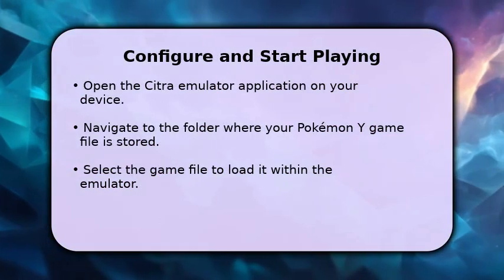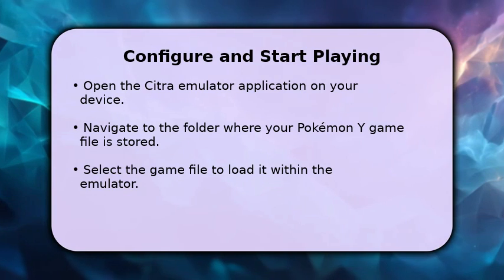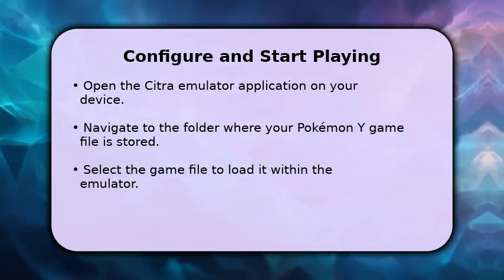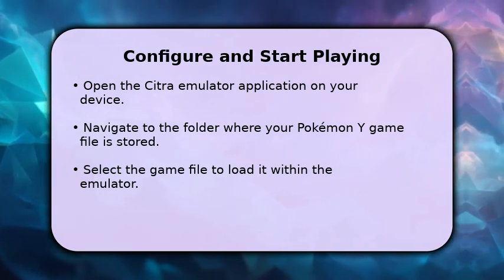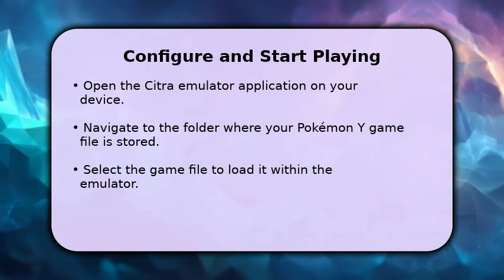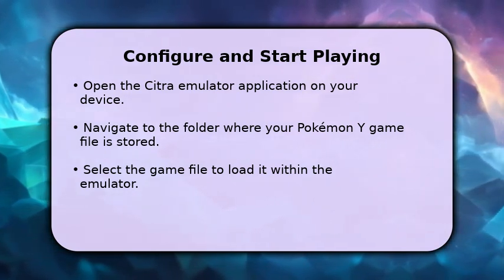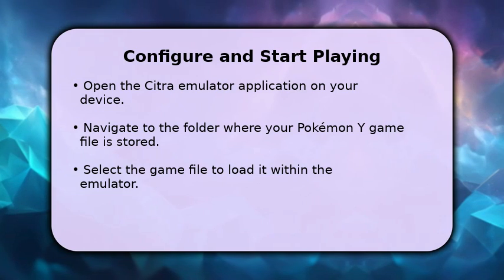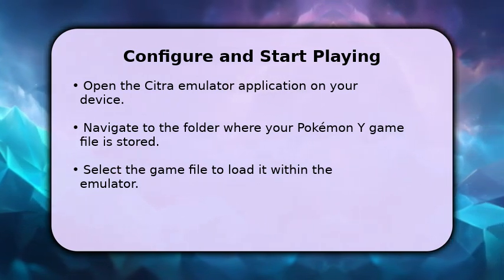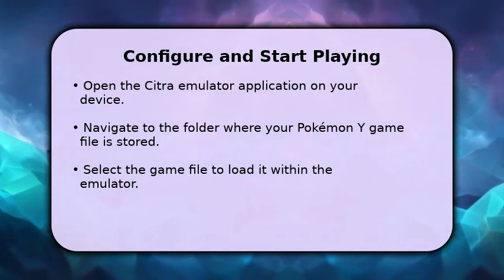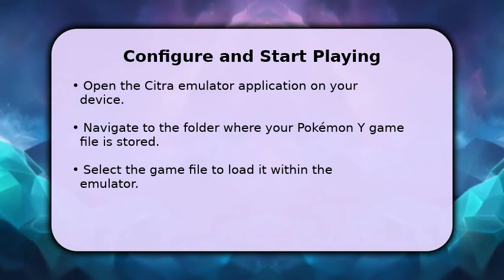With the emulator installed, it's time to load your game and start playing. Open the Citra application on your Android device. You'll then need to locate and select the folder where you saved your Pokémon Y game file. Once found, simply tap on the game file to load it into the emulator. Take a moment to adjust the on-screen controls or connect a Bluetooth controller for a more comfortable experience. Now, you're all set to explore the Kalos region and become a Pokémon master.